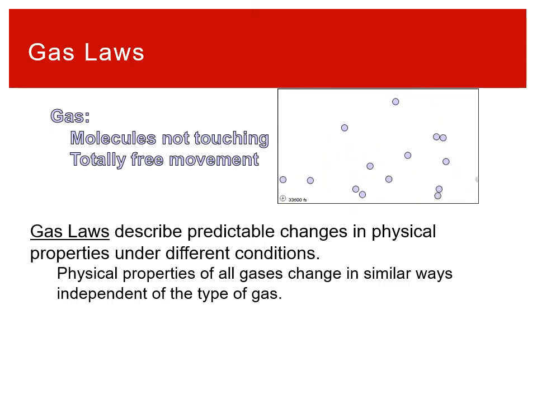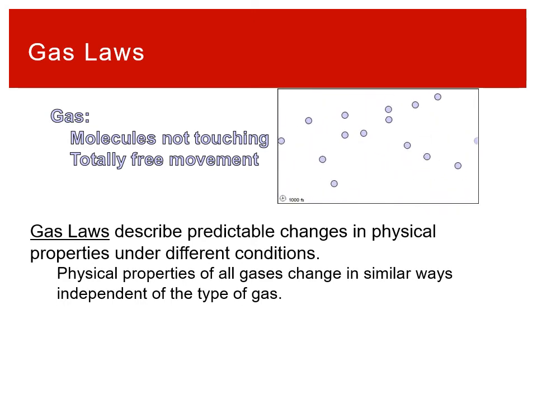And so the thing that's unique about gases is that it doesn't matter what type of gas we're talking about. Nitrogen, oxygen, air, carbon dioxide. Their physical properties change in predictable ways. So what that means is I can make predictions about how a gas is going to change just because it's a gas. It doesn't matter what type of gas we're looking at. This is unique for gases.